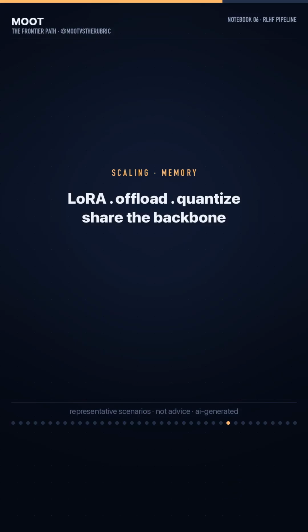Now the system design teaser. How would you scale this to a 70 billion parameter model? The first wall is memory. 4 models at that size is hundreds of gigabytes. The answers: share the transformer backbone between policy and value, which we already do. Train only low-rank adapters with LoRA instead of full weights. Offload the frozen reference to CPU and bring it over only for the KL computation.